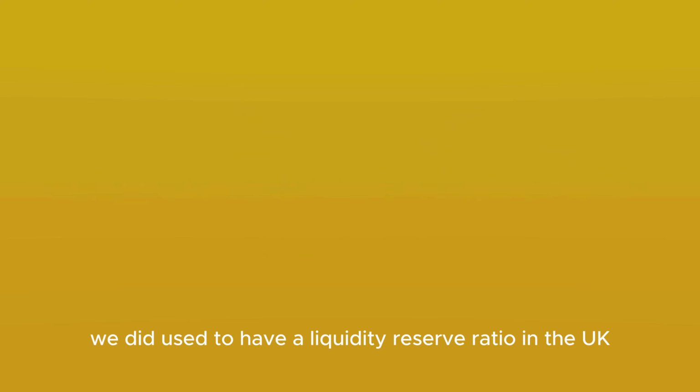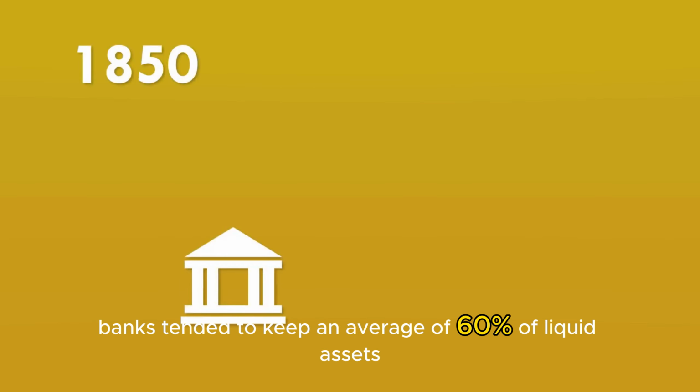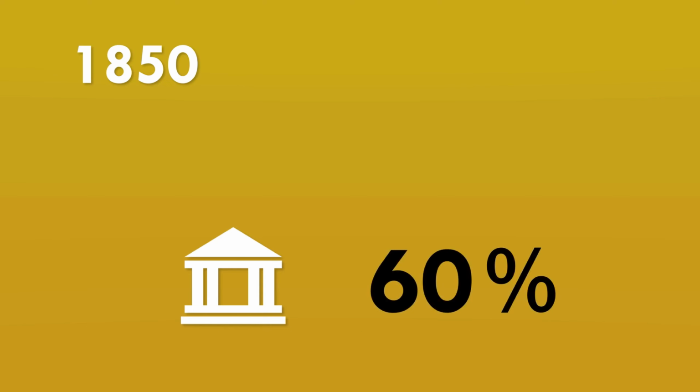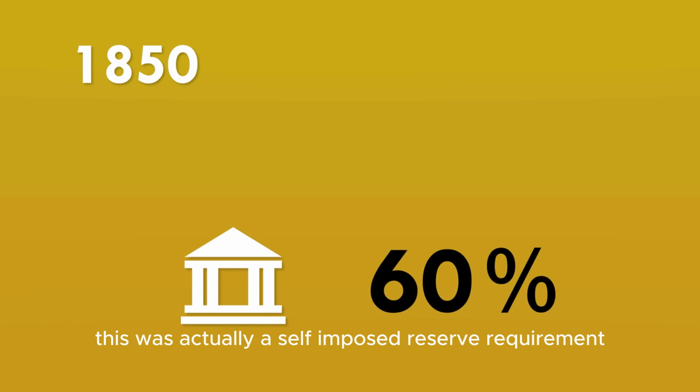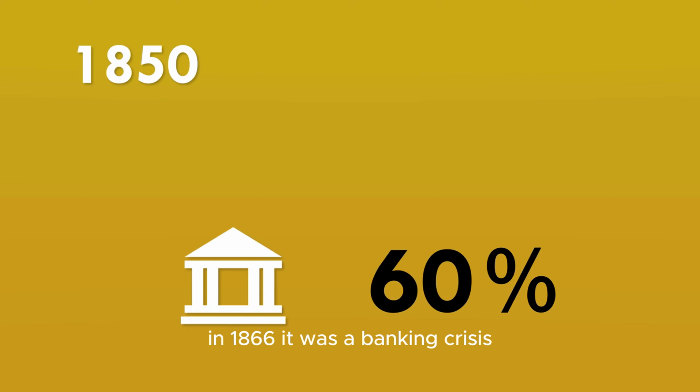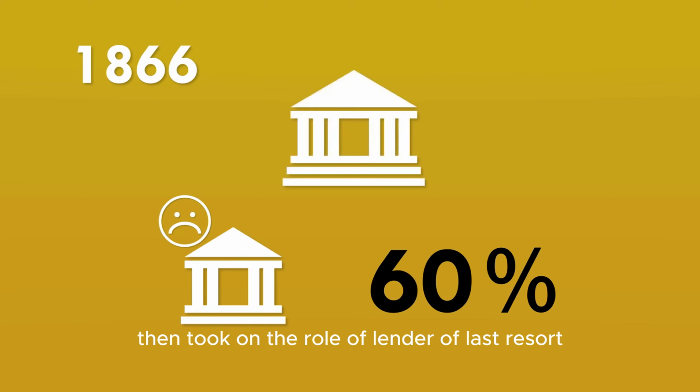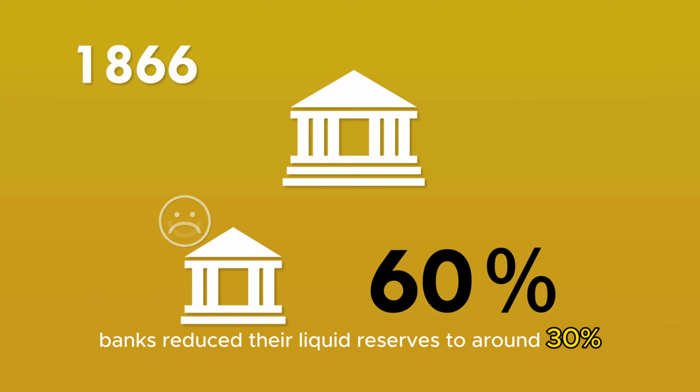We did used to have a liquidity reserve ratio in the UK. In fact, from the mid-19th century, banks tended to keep an average of 60% of liquid assets as a proportion of their total liabilities. This was actually a self-imposed reserve requirement. It's what the banks knew they needed to keep back in order to avoid the risk of a run on the bank. In 1866 there was a banking crisis, and the Bank of England then took on the role of lender of last resort, committing to lend to banks if they ran out of money to make their payments. Once this safety net was in place, banks reduced their liquid reserves to around 30%.